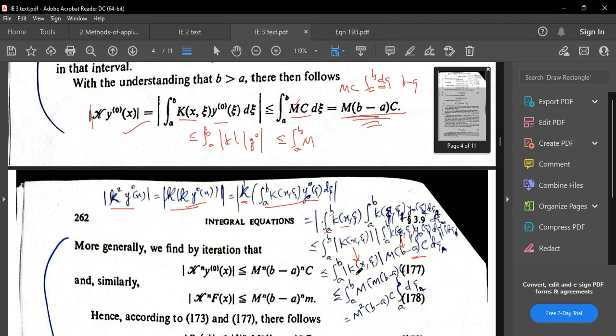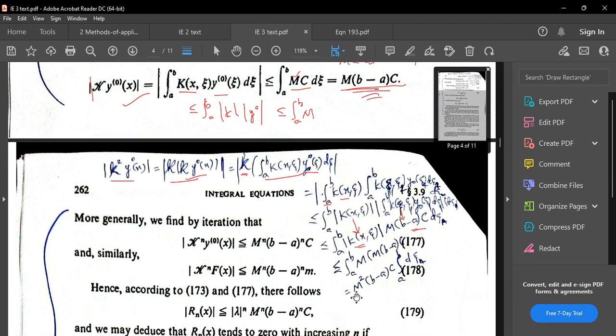So this kernel is less than or equal to capital M. This is M into b minus a into integral a to b d psi. This constant can be taken out, and one more b minus a will additionally come into action. So we will get M square into b minus a square C. That is, script K2 will be less than or equal to M square b minus a square C. So likewise by induction we can prove that script K n of y naught will be less than or equal to M and b minus a raised to n, C.